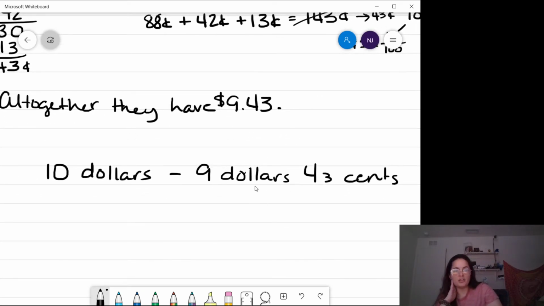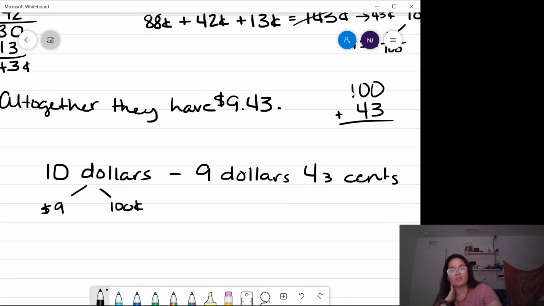I have enough dollars to subtract, but I don't have any cents that I can subtract from, because remember, I need to subtract like units minus like units. So what I'm going to do is break this apart into $9 and 100 cents, because now instead of $10, I've got $9 and 100 cents that I'm going to be able to subtract from my 43 cents to figure out how many more cents I need. I can't subtract, so I need to borrow. I still can't subtract, so now I need to borrow from the tens place, turn that into a 9.